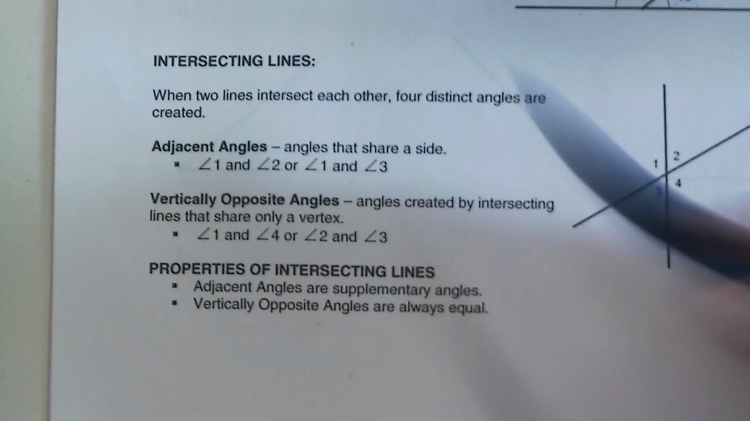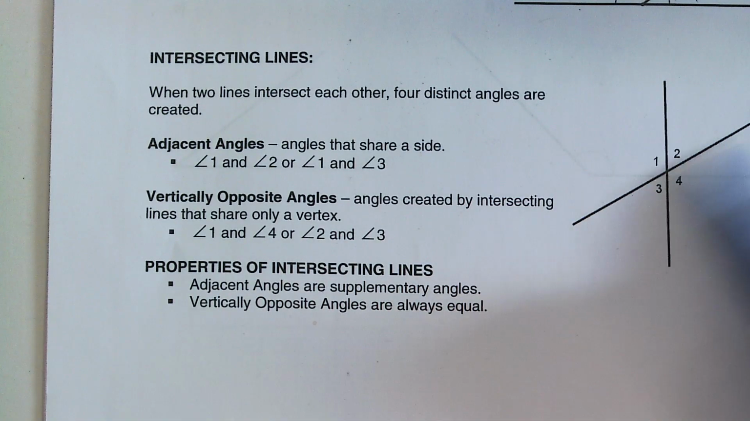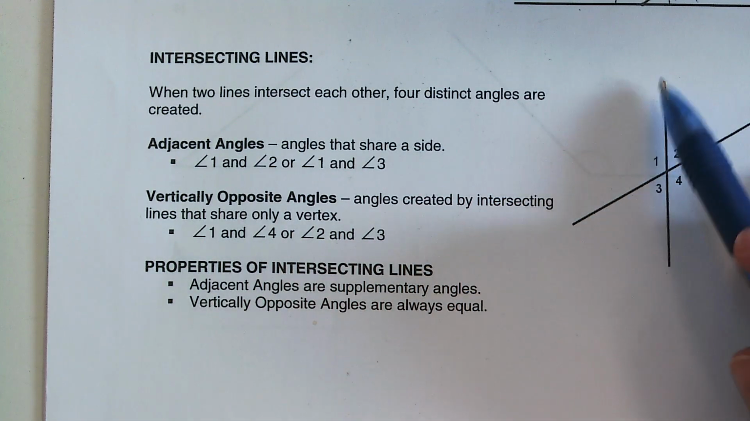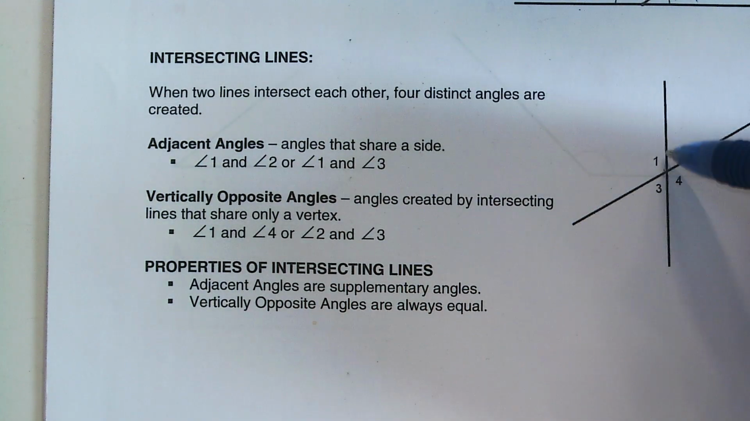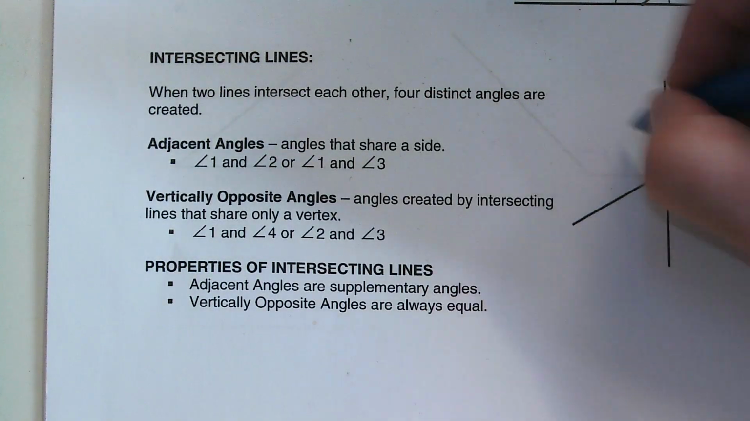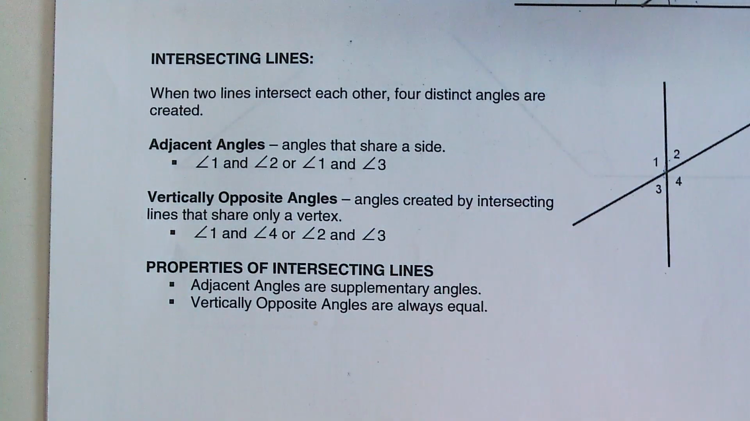Intersecting lines. These are just two lines that cross each other. For example, right here, these lines are not parallel because they do cross each other. They're not perpendicular because there's no 90-degree angle. There's no straight edge anywhere. It's kind of crooked.